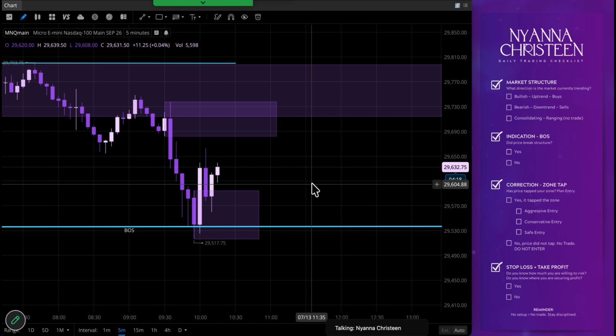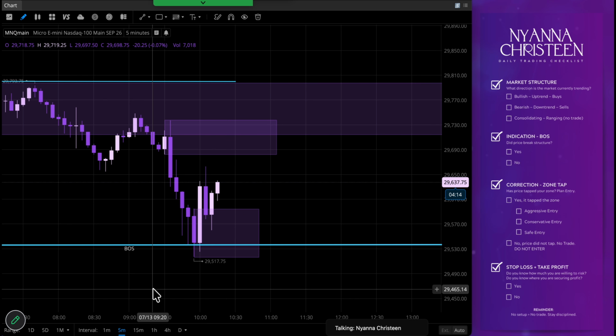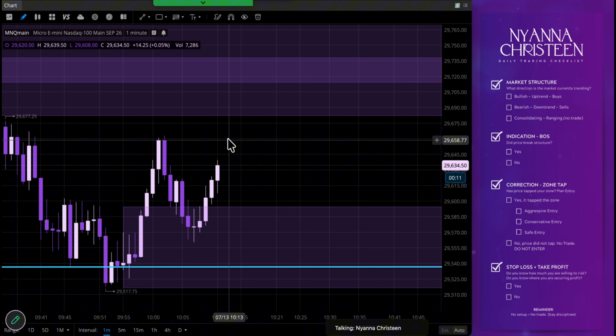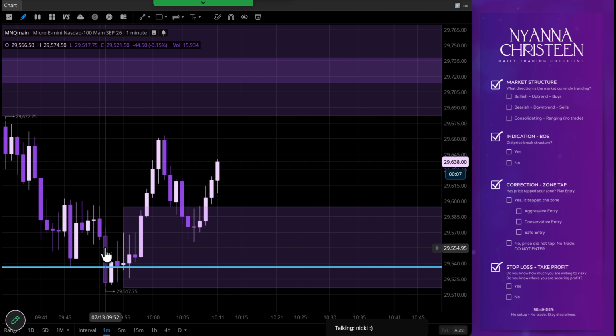I have this here because price did push up on the 1 minute out of this zone. So that's where we're seeing this buying power. So this is just us watching price.